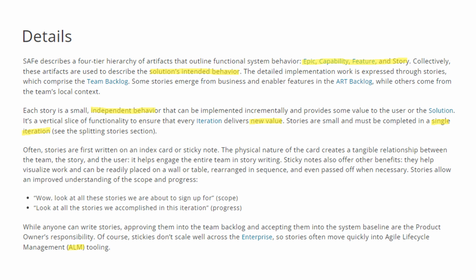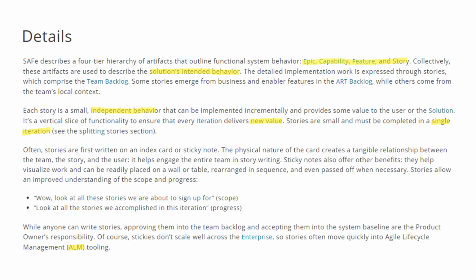Right? Couple of instances. Wow, look at all these stories we are about to sign up for. Right? This is an improved understanding. Look at all the stories we accomplished in this iteration. Right? So while anyone can write stories, approving them into the team backlog and accepting them into the system baseline are the product owner's responsibilities.